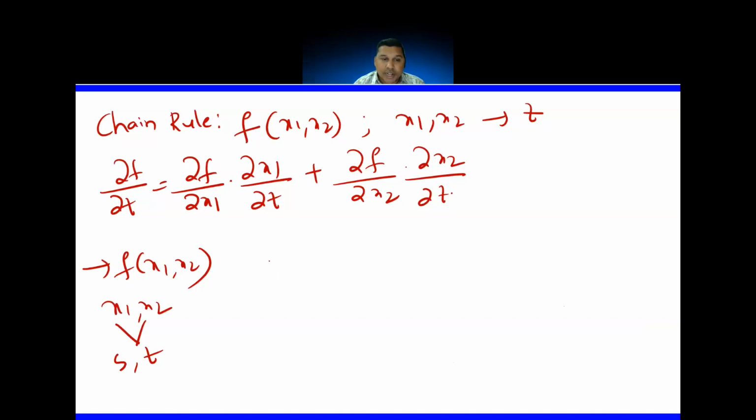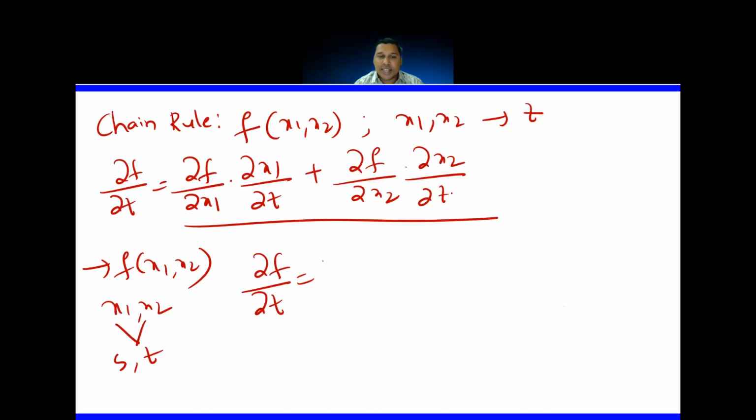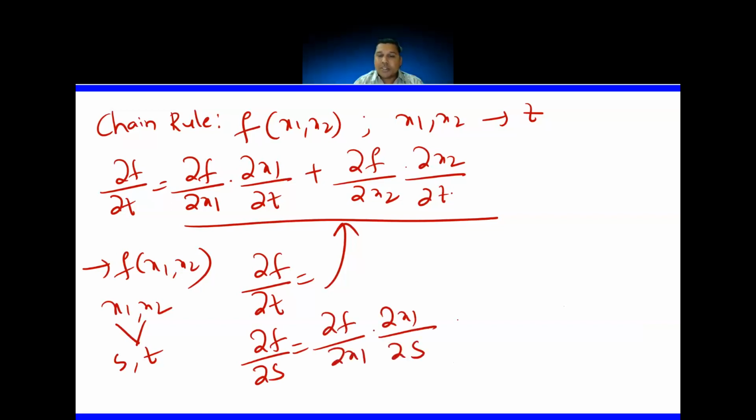So you have to find out the derivative of f with respect to t, which is normal, as we have written here. This is the same. No change in this. It is the same as this. In the same way you have to do it for dou s. So dou f by dou x1 into dou x1 by dou s plus dou f by dou x2 into dou x2 by dou s. Okay.